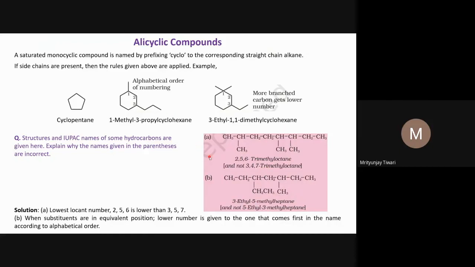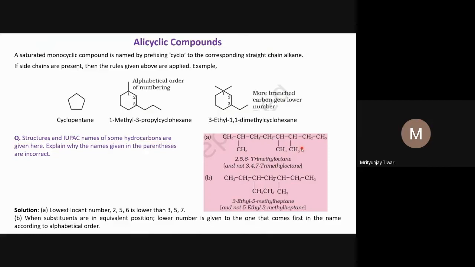So let's say this hydrocarbon, the first, A. 1, 2, 3, 4, 5, 6, 7, 8. Eight carbon atoms one can consider as part of the main chain. And what is written in this? Octane is also written in the parentheses. We have to explain why it is wrong.